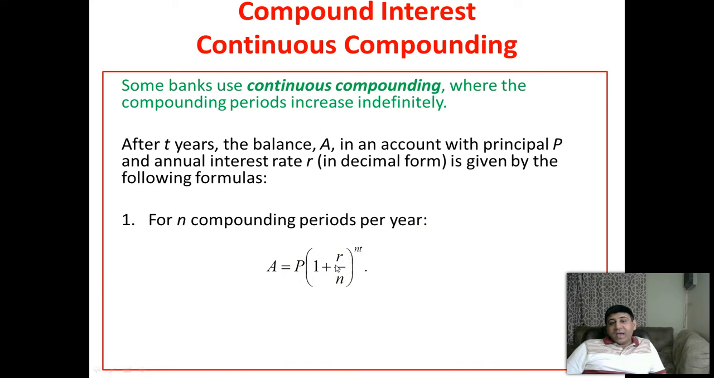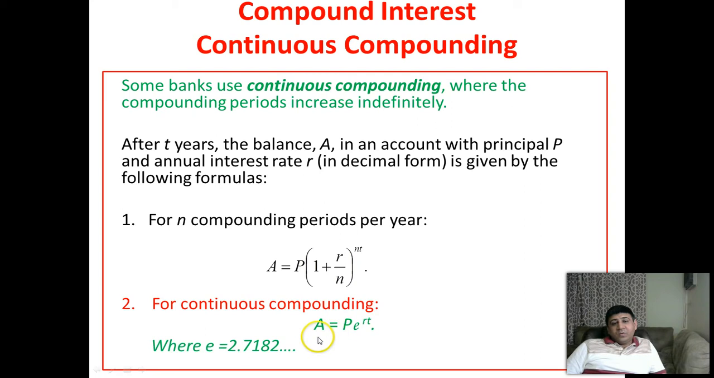Now if we take n going to infinity, for the continuous compounding, then this formula becomes A equals P e to the power rt. If you calculate the limit here as n goes to infinity, this is what you get. Here e is Euler's number, and we all know e is equal to 2.7182 and goes on and on. And there's a button on the calculator which you can press to get this e here.